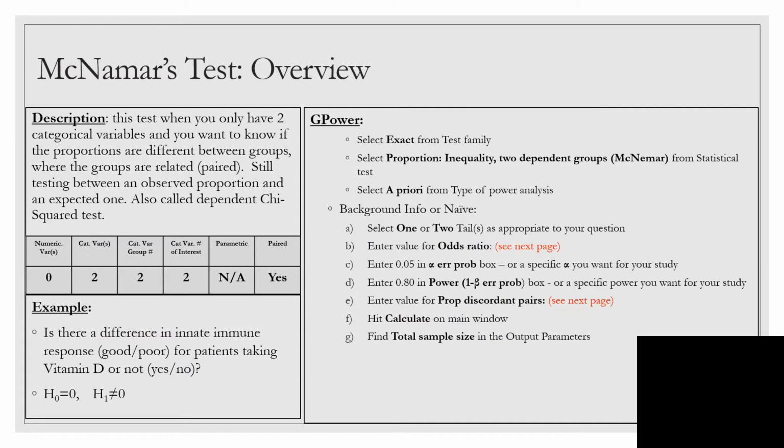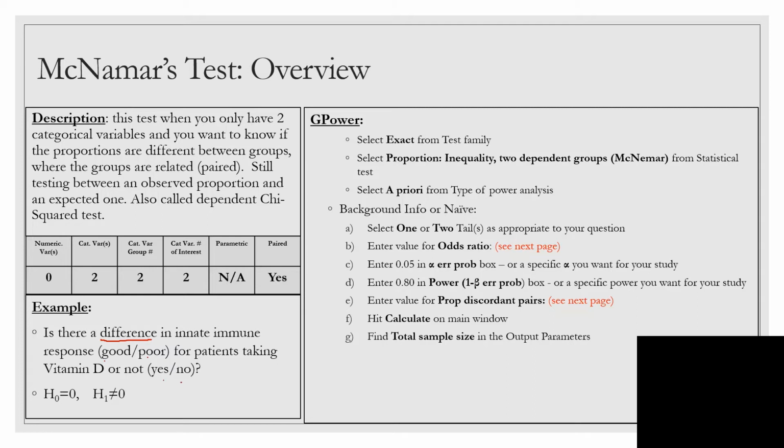Moving right along, let's next examine McNemar's test, which is when you have two categorical variables and you want to know proportions, but these groups are related. So it's like the Fisher's exact test, but for paired data. This is also known as the dependent chi-squared test, as opposed to the independent chi-squared. So maybe you have interest in looking at the difference in innate immune responses, so good or poor, in patients taking vitamin D or not, yes or no.